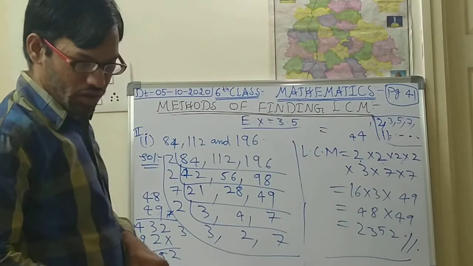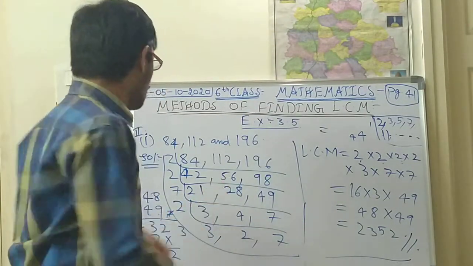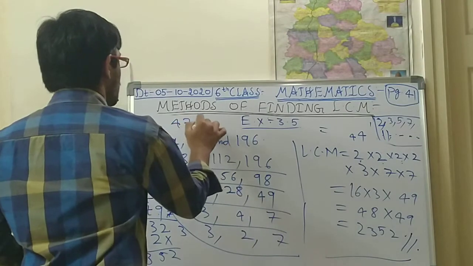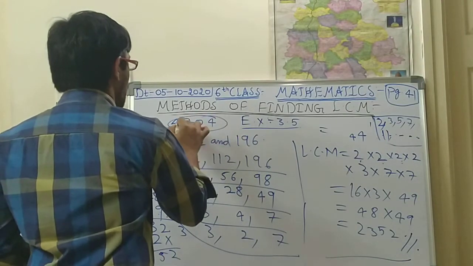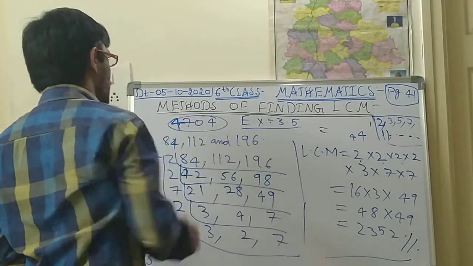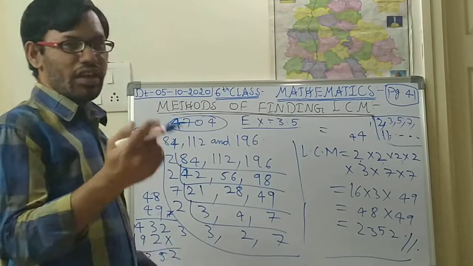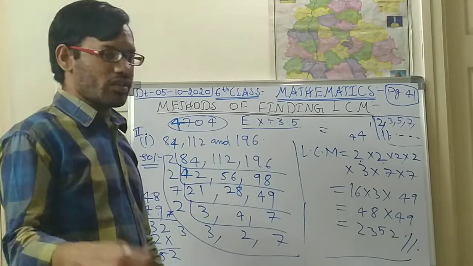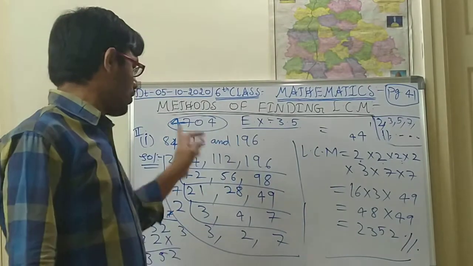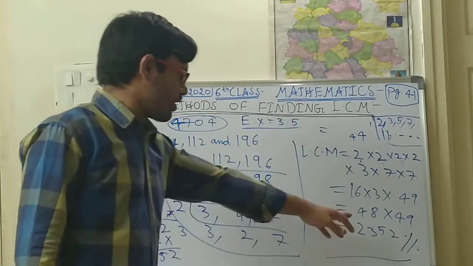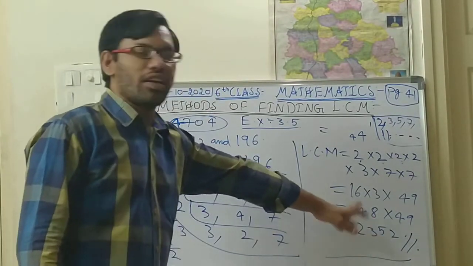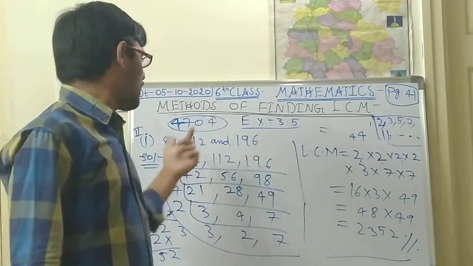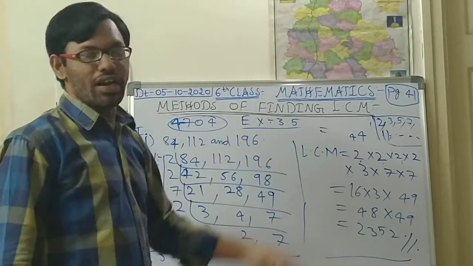Okay. So in your answers he has given some 4704. So once check, children. If it is correct, I will say to you. I will remind you in the next class. So in the next class maybe I will say what is the correct answer. So we got 48 into 49 as 2352. So this is the LCM for 84, 112 and 196.